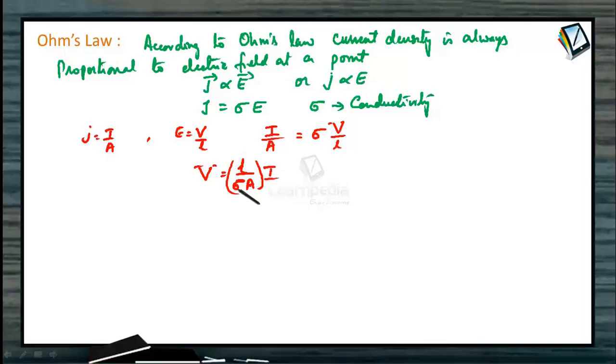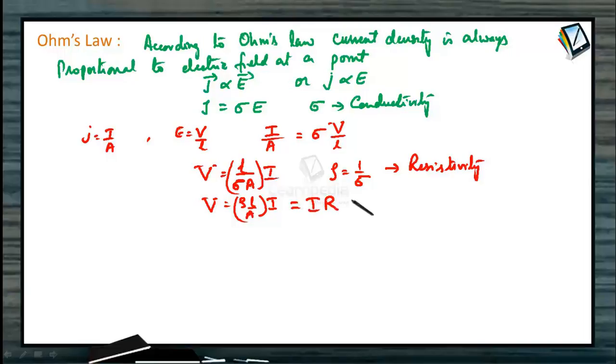Sigma is conductivity. The reciprocal of conductivity is called resistivity. So if I define rho, that rho is equal to 1 by sigma. Rho is called resistivity. So V can be written as rho L by A into I. This rho L by A, we can write as R, or we can write V is equal to IR. This is the same old Ohm's law which we have defined. V is equal to IR, where R is called the resistance.